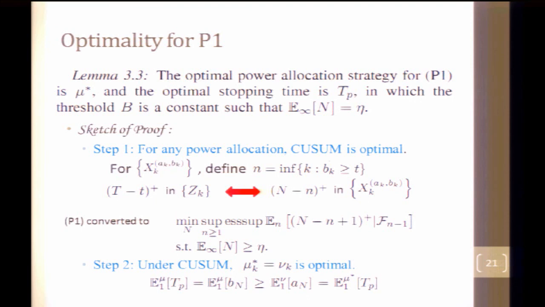Now, in order to show that our scheme is optimal for the first problem formulation, there are two steps. The first step is to show that for any power allocation, Q-sum is optimal. And then after that, we show that under Q-sum, this kind of greedy scheme is optimal. In the proof, we use the relationship between Q-sum and SPRT, and I'm going to skip the details. But the main idea is the relationship between Q-sum and SPRT.